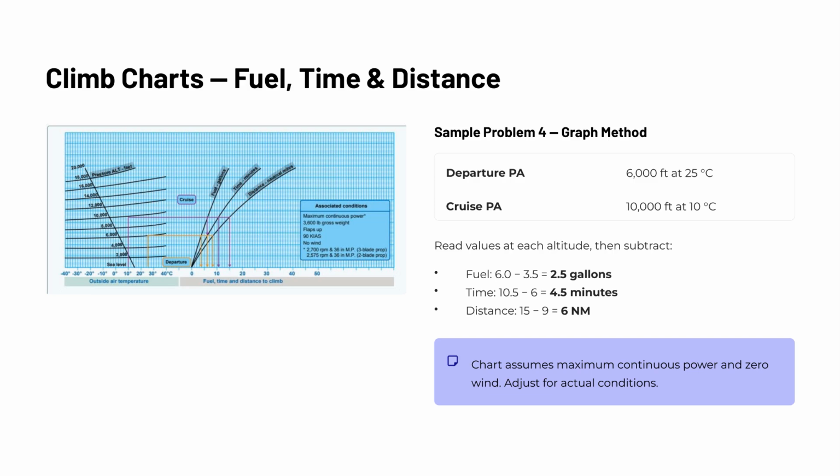One critical point. These chart values assume maximum continuous power and zero wind conditions. In practice, you'll need to adjust your planning accordingly. A headwind will reduce your ground distance covered during the climb, while a tailwind will increase it. Always account for actual conditions when applying these figures to your flight planning.